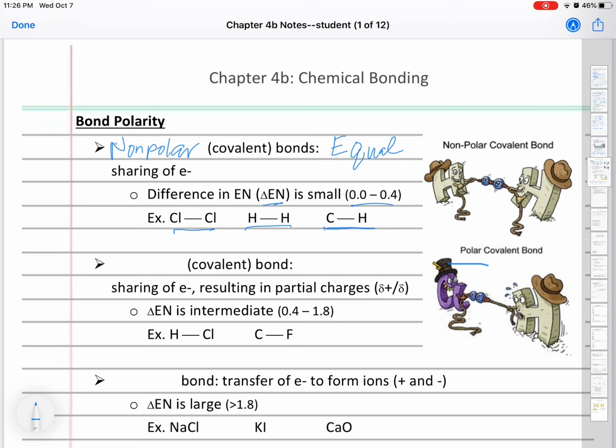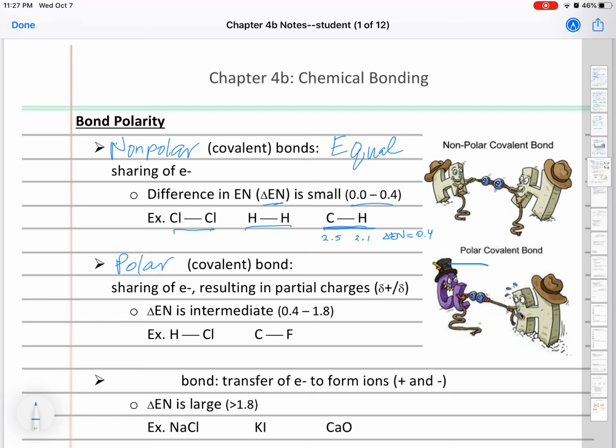An example where there are two different atoms bonded together that have similar electronegativities is carbon and hydrogen. Hydrogen has an electronegativity of 2.1 and carbon is 2.5. So the difference in the electronegativity, that's what that little triangle means, is 0.4, which is pretty small. So we consider this bond to be a nonpolar bond.